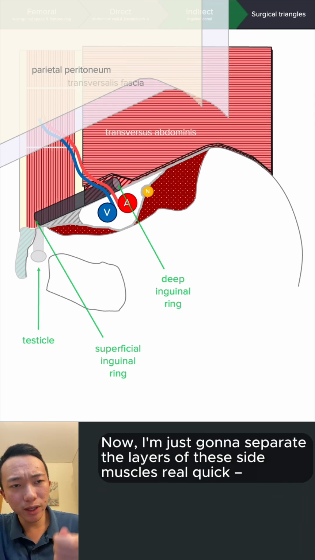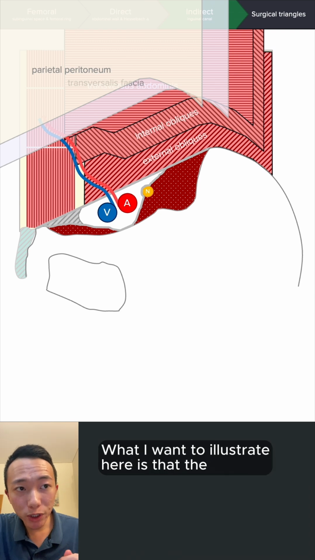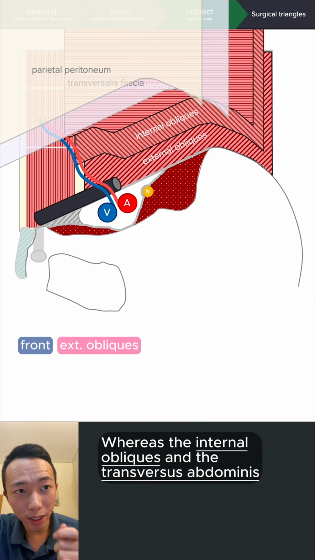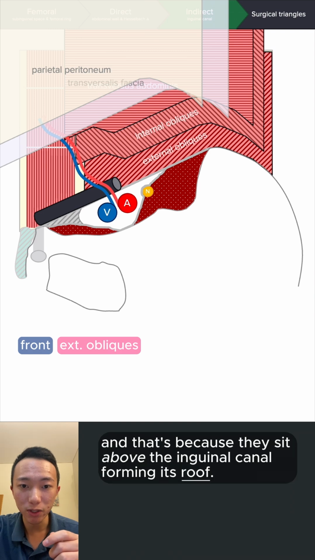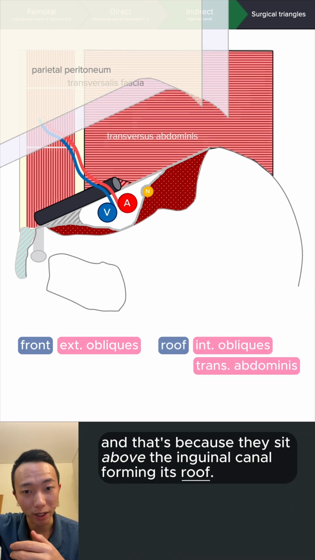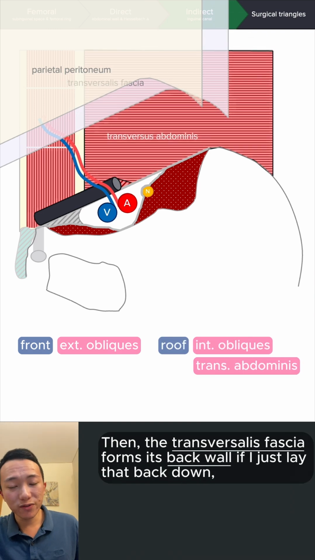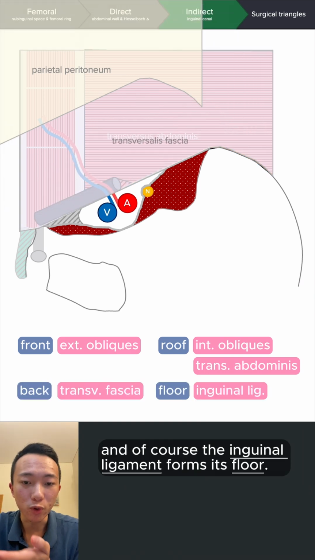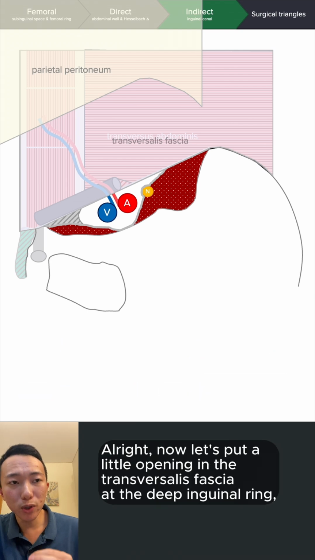Now, I'm just going to separate the layers of these side muscles real quick. What I want to illustrate here is that the inguinal canal sits with the external oblique in front of it, forming its front wall, whereas the internal obliques and the transversus abdominis, you'll see I've cut that little divot into them, and that's because they sit above the inguinal canal, forming its roof. Then the transversalis fascia forms its back wall, if I just lay that back down, and of course the inguinal ligament forms its floor.